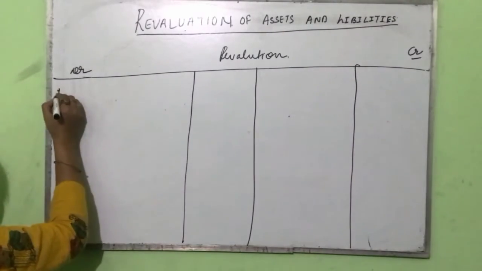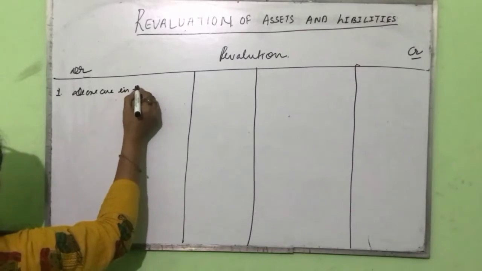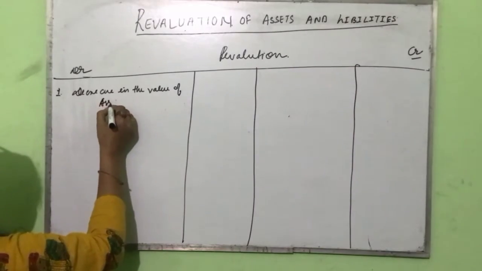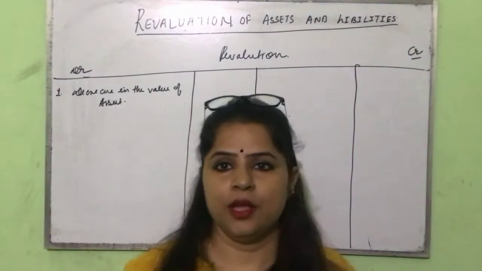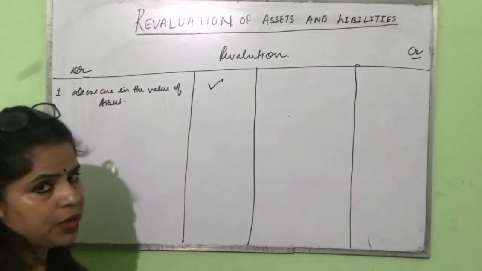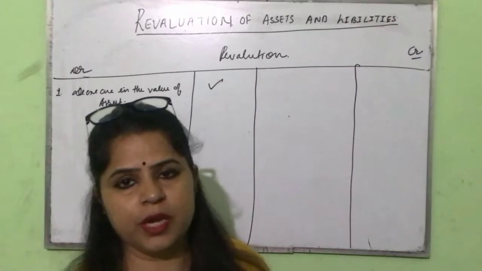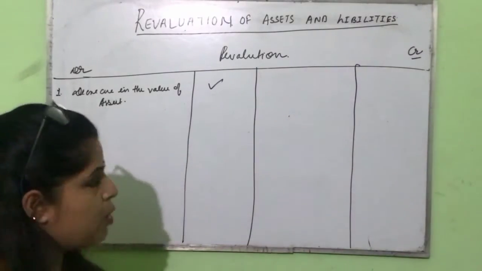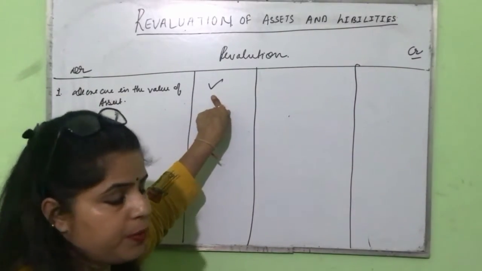Number one, if there is a decrease in the value of any asset, अगर asset की value में comparatively पिछले साल की comparison में decrease हो जाता है, तो that decrease in the value of asset comes in the debit side of the revaluation account. I have given you already one example that the value of machinery is 50,000 and now it is 40,000. So your machinery is decreased by 10,000. You will write here To Machinery and in the outer column 10,000 rupees.